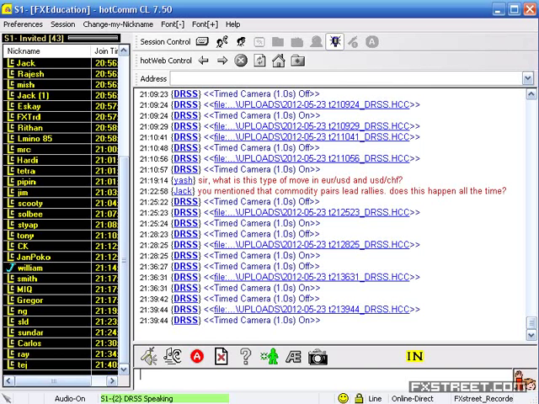I have not taken any position during the European session, because after 30 minutes they have not come above the initial low or the recent low.